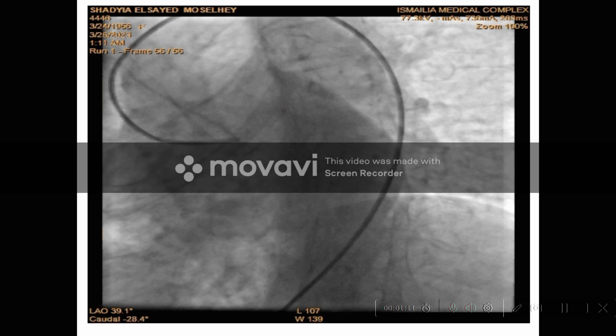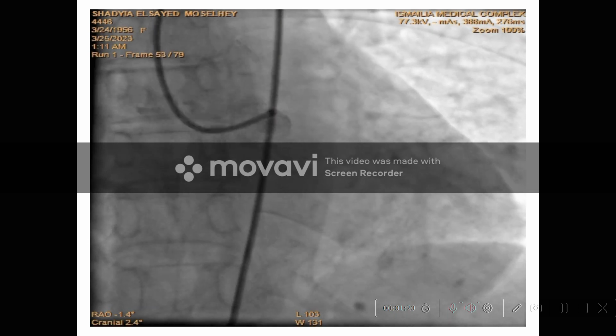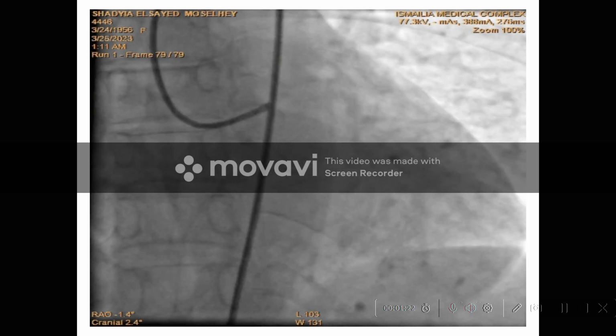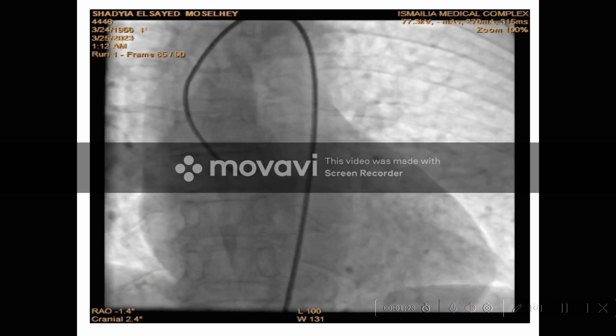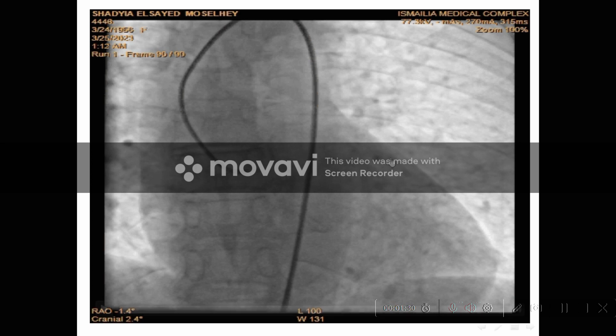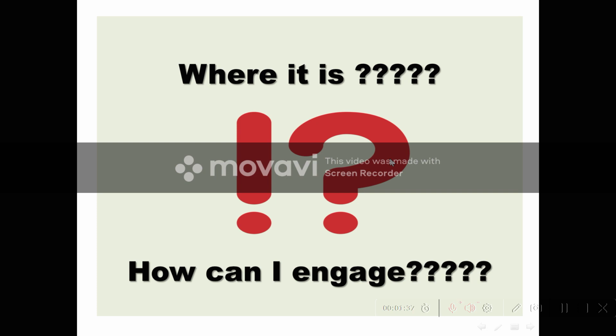But at the first time I used an XB guiding catheter, and as you see here in different projections, I tried to delineate the ostium of the left main, but it was very unclear. At different levels I started doing a left coronary cuspogram, but nothing. So what is it, where is it, and how can I engage?